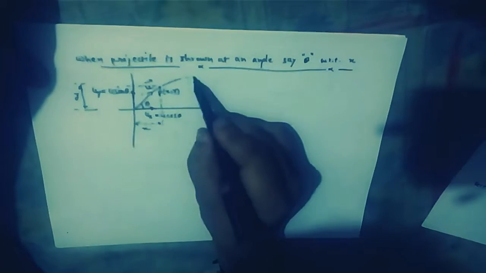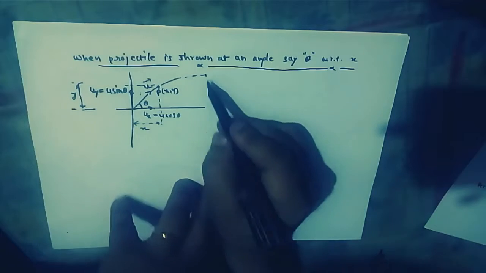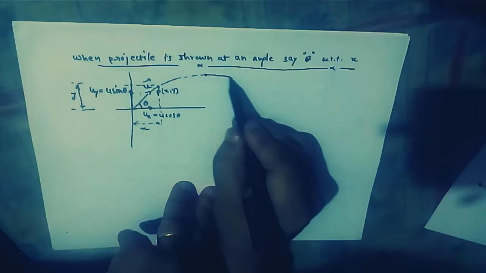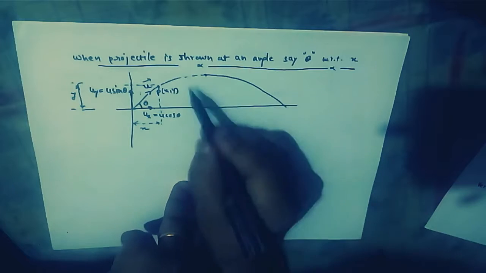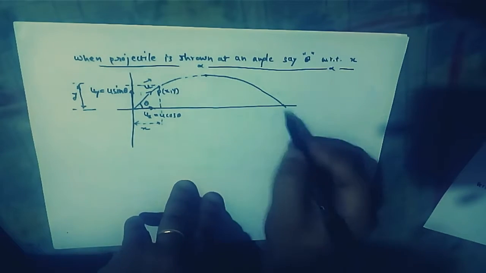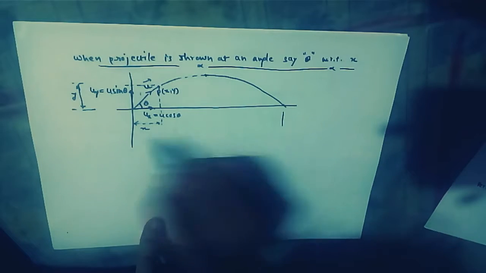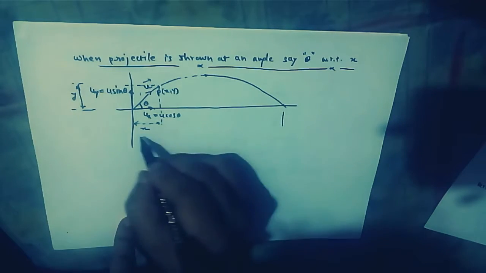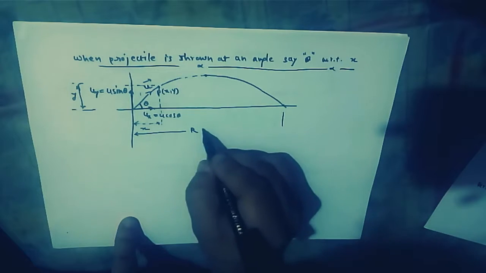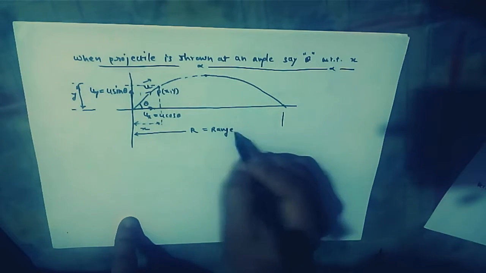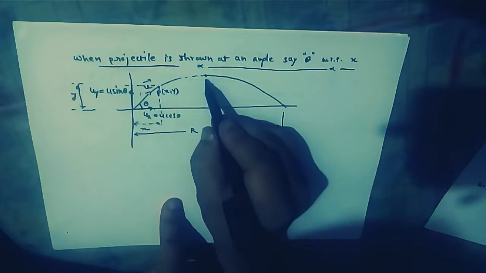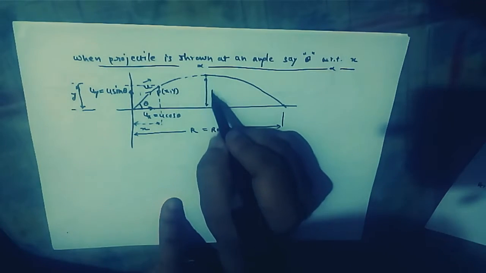After reaching some point P, it has a horizontal distance x and a vertical distance y. After reaching the highest point, it tries to replicate its previous half path. So it will strike the surface of Earth at some distance, suppose r, which is the range of the projectile. That we will try to find out, and this is the maximum height, suppose h.